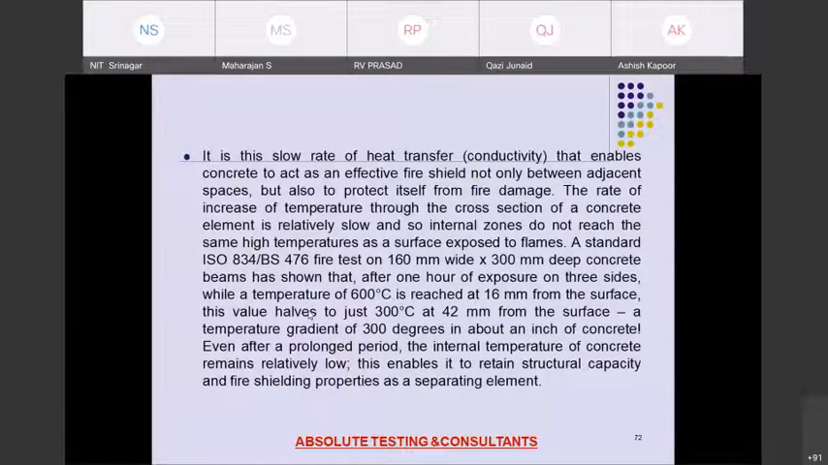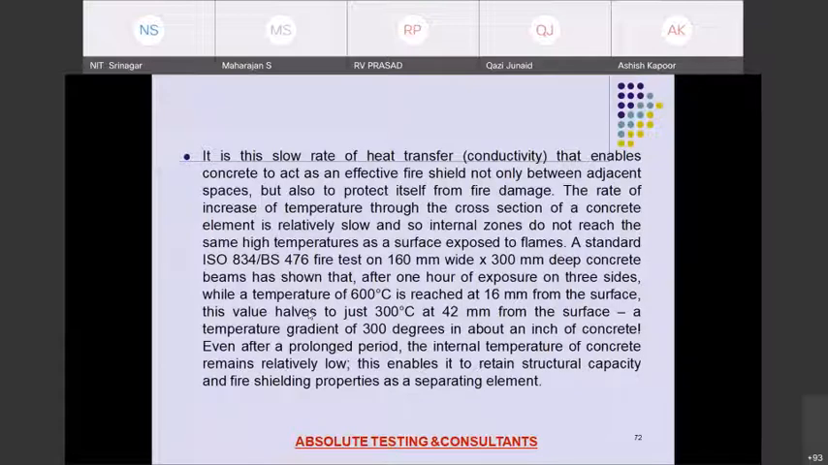It is this slow rate of heat transfer that enables concrete to act as an effective fire shield, not only between adjacent spaces but also to protect itself from fire damage. The rate of increase of temperature through the cross section of a concrete element is relatively slow, and so internal zones do not reach the same high temperature as the surface exposed to flames. It means that the outer temperature of the RCC structure is quite high, and if you go toward the inside, it is very different from your outer surface.